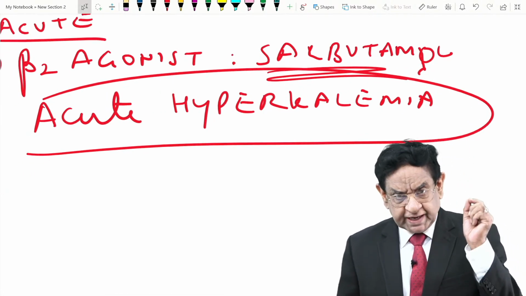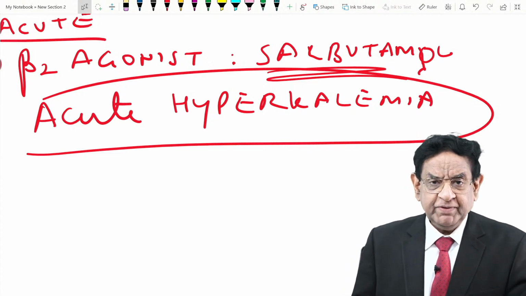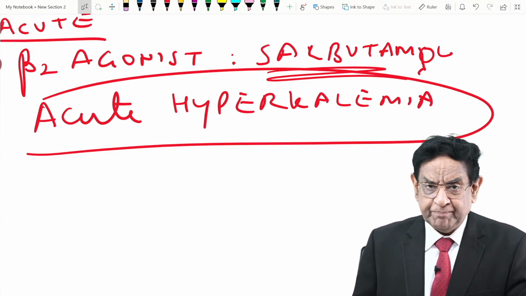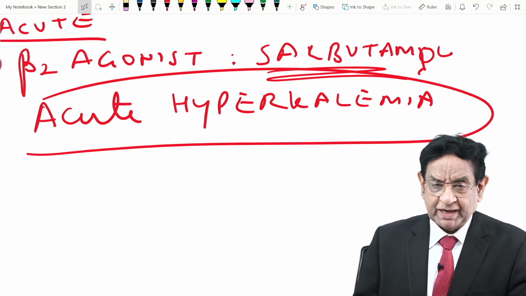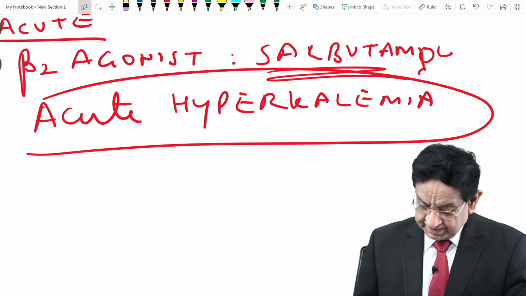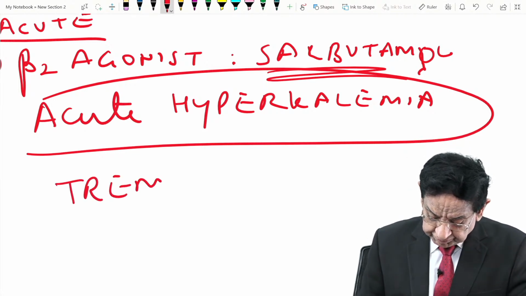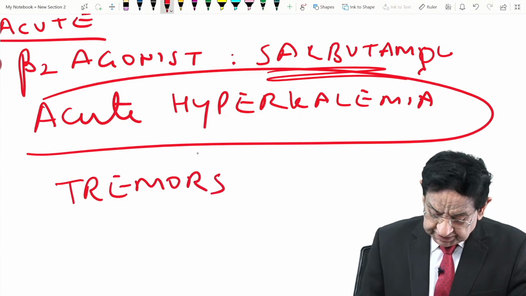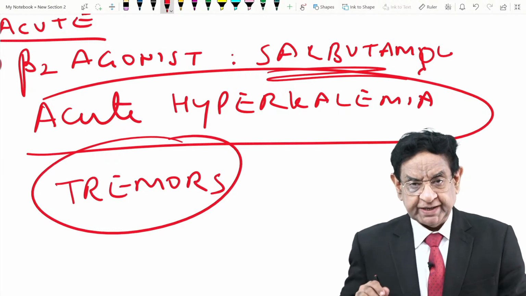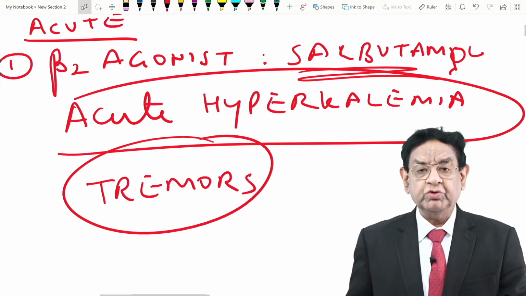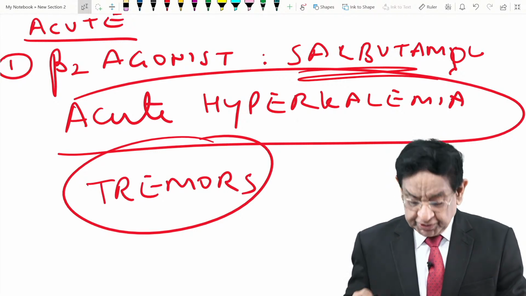One more question, again a rank number 1 question, write down the answer in your copy quickly. Tell me one of the major side effects, very important, a very frequent side effect of salbutamol. Quickly write down the side effect. Well, the answer is tremors. These two are very frequently asked questions and the rank number 1 getting questions for you.